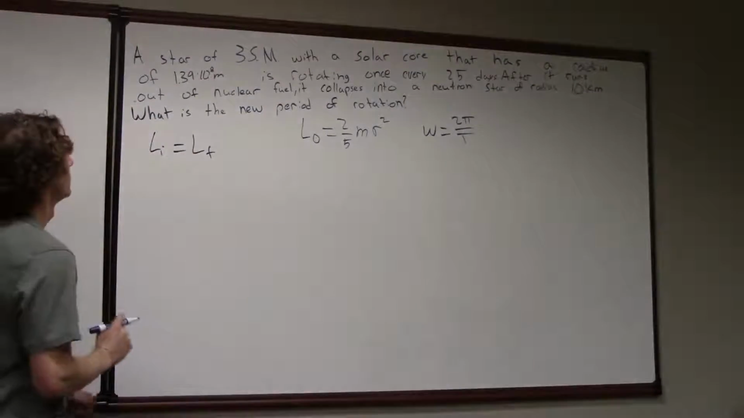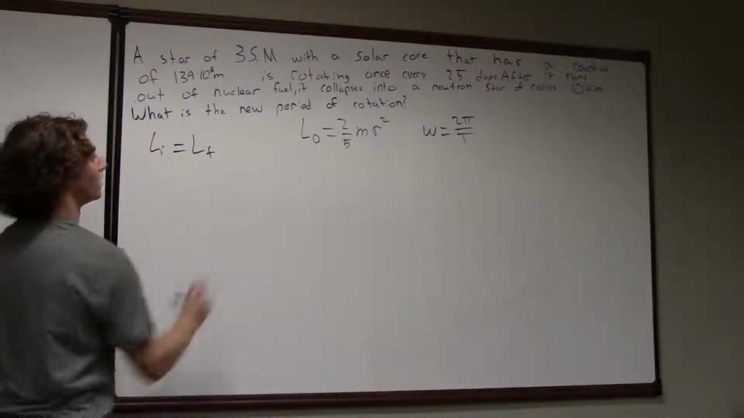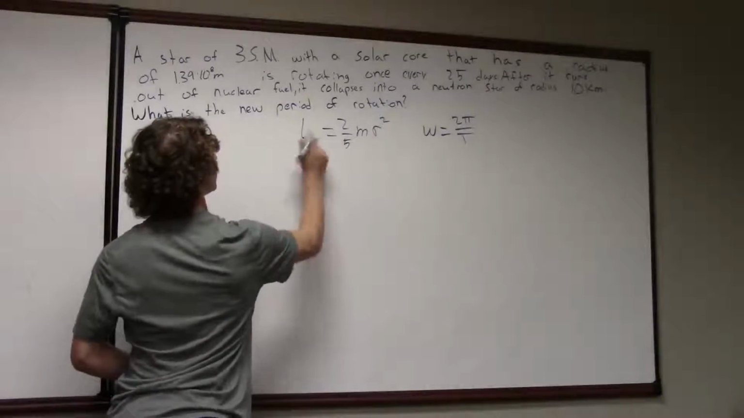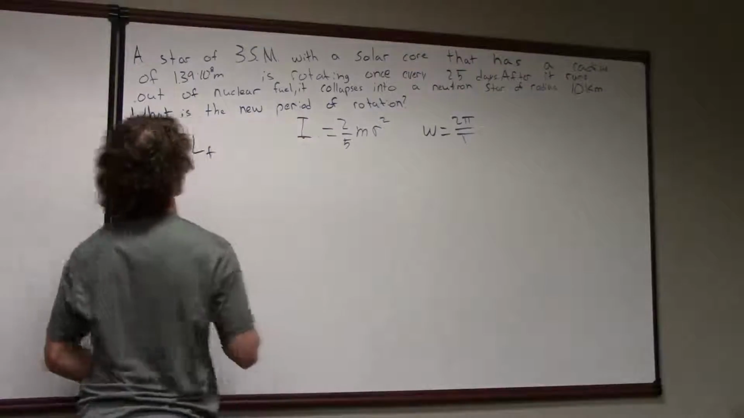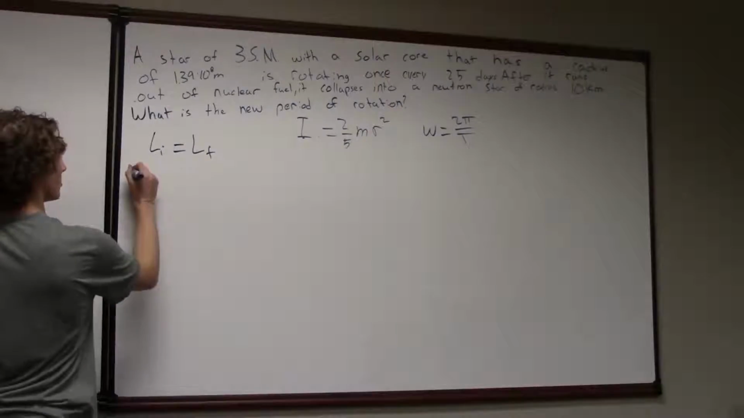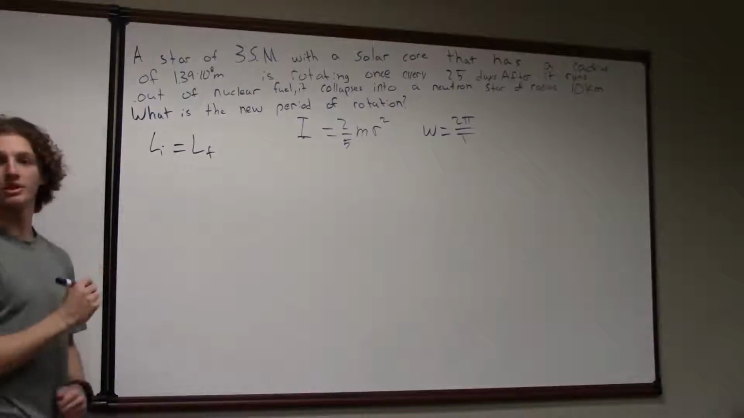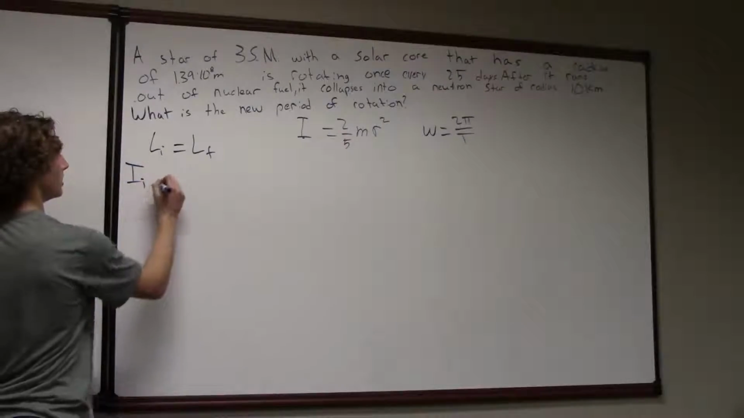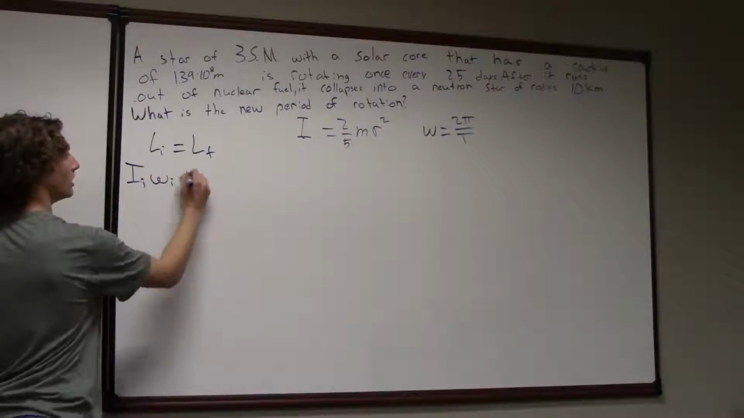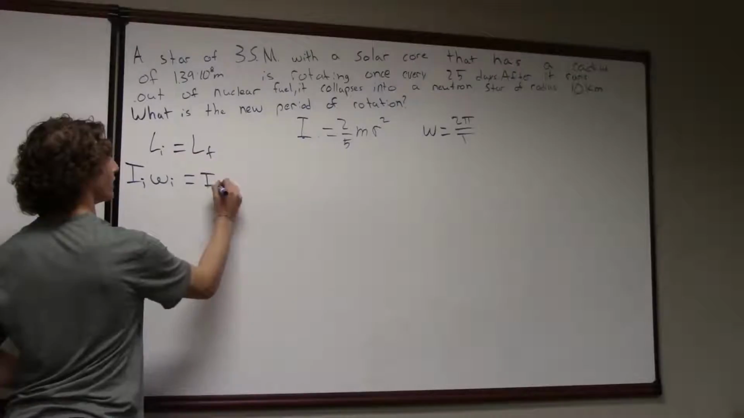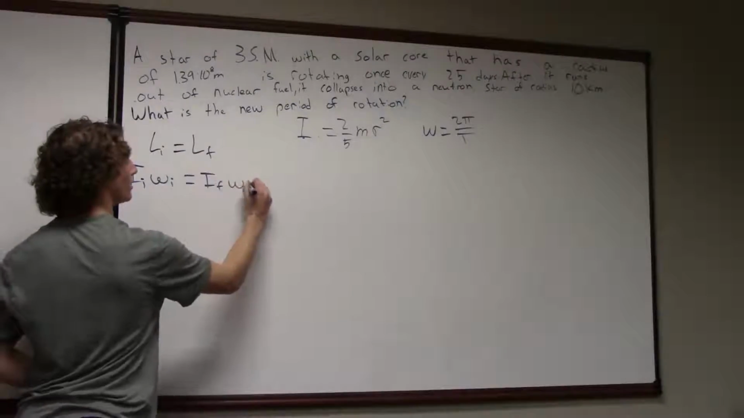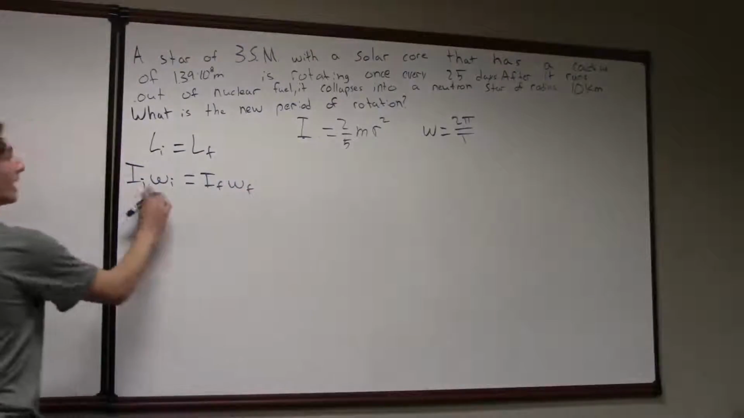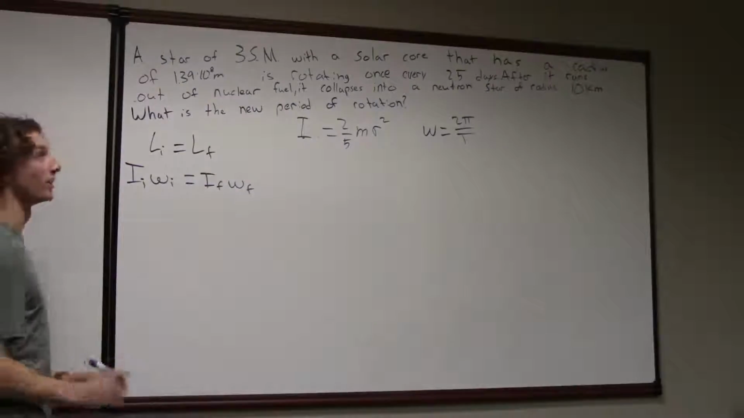Okay, so L, this is I. Okay, so L can also be written as the moment of inertia times its angular velocity. So we'll write I initial times omega initial is equal to I final times omega final. And now for I and omega, we're going to plug in these values.